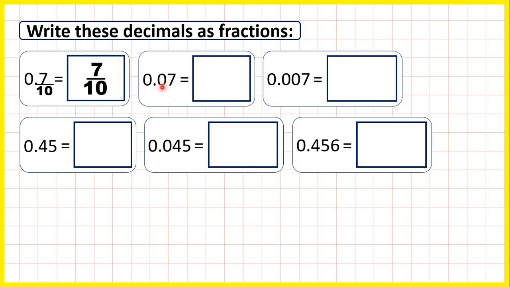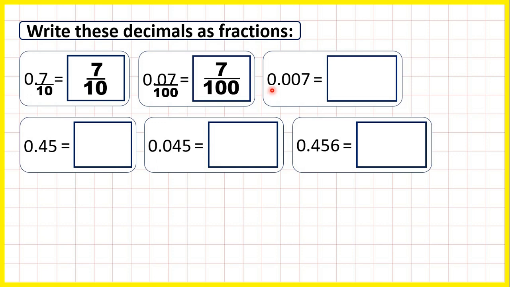Now we have 0.07. So we have two digits after the decimal point, and the second digit after the decimal point is always the hundredths digit. So what we can do is draw a line across from the decimal point and write a denominator of 100. So that's 7/100ths as a fraction.